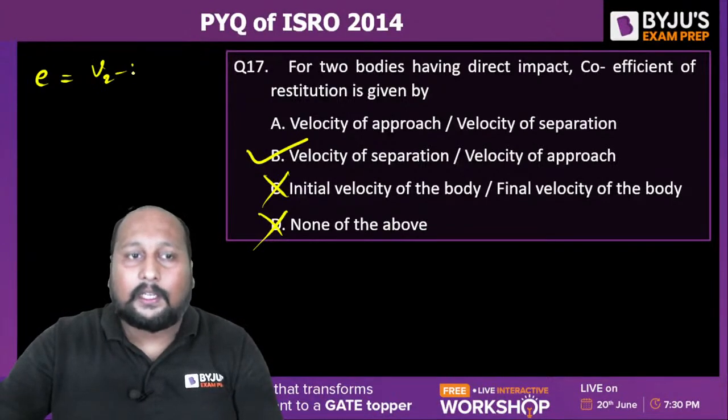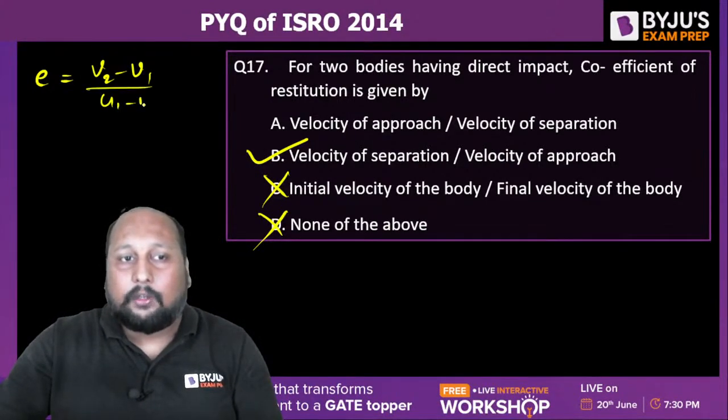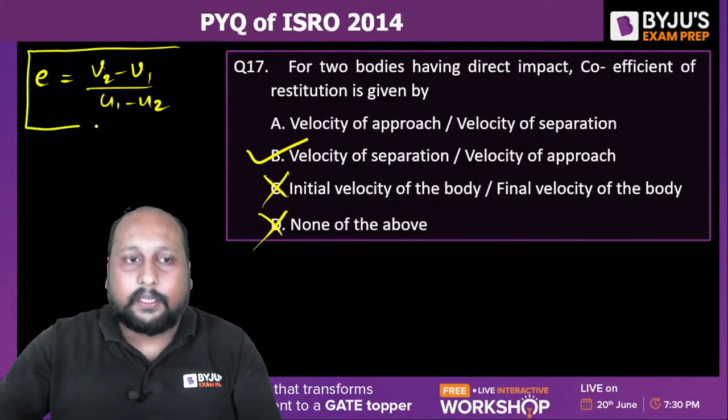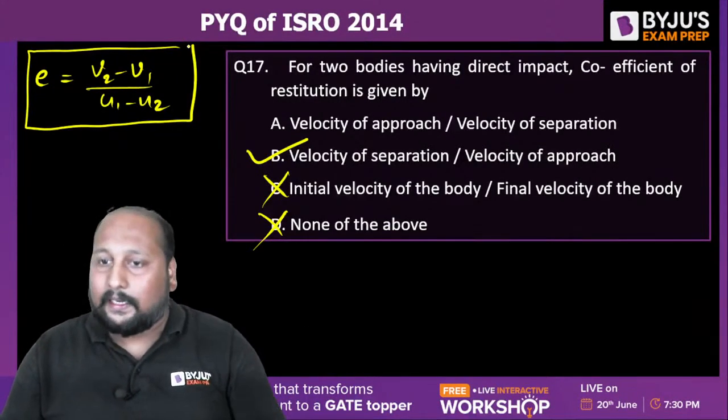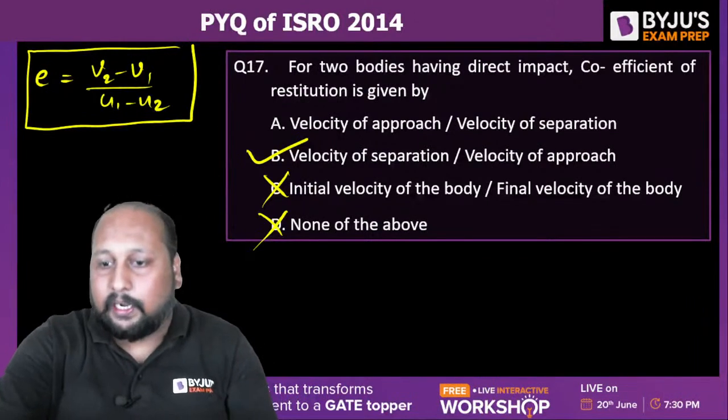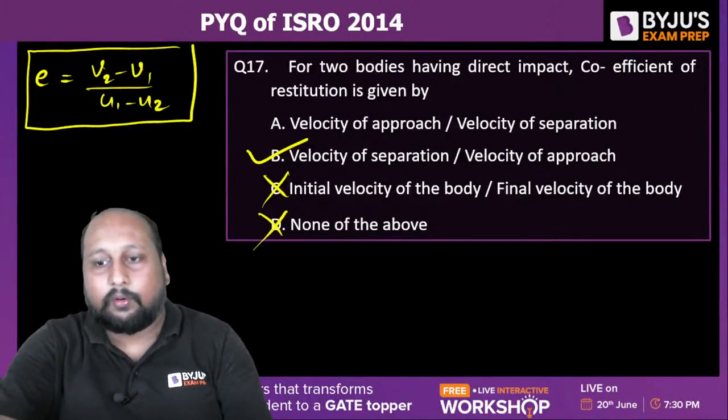It is V2 minus V1 divided by U1 minus U2. Velocity of separation divided by velocity of approach. Option B is the correct answer. Very good. Devesh, Arnab, World, Naruto, Ramesh, Mohan. Absolutely correct. Chale, next question, 18.